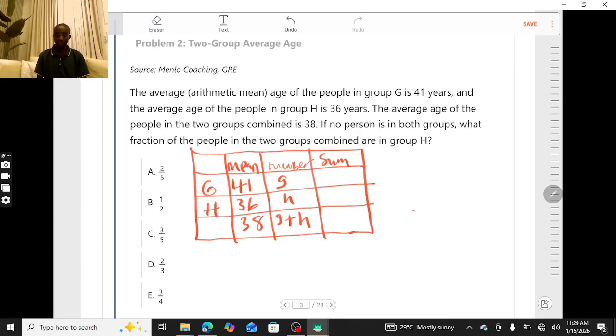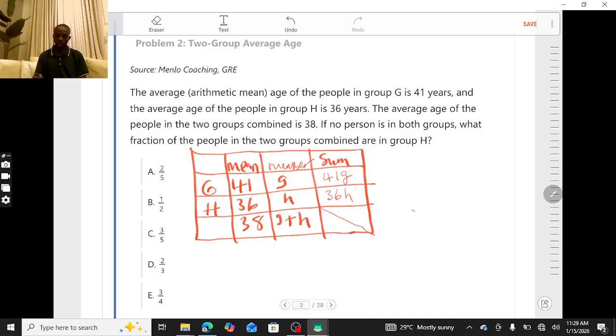But 1 times G, that is 41G. You agree with me? Yeah. 36 times H is 36H. Now, you see here, we can draw a line like this. This place is both 41G plus 36H. It is also the same thing as 38 times G plus H, right? Meaning that we can actually equate the two of them.